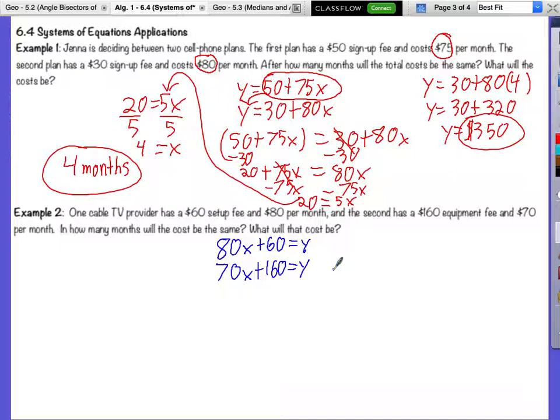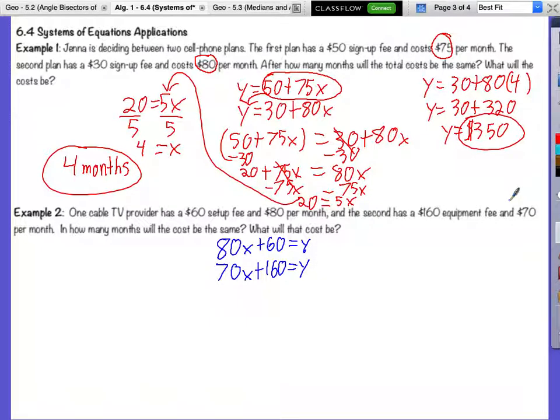And what's this y, Blake? What's that y? The total cost, right, for that second plan. So, we have our two equations now. That's awesome. We got one equation from the first half of the sentence, and the second one from where it says the second provider. In how many months will the cost be the same?